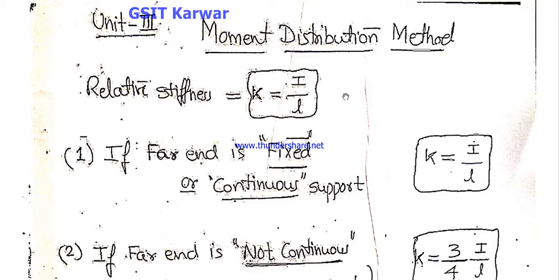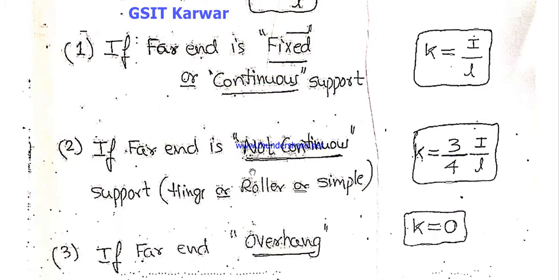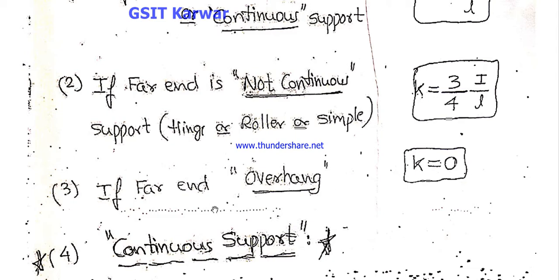But here some conditions are there. If the far end is fixed or a continuous support, K is equal to I by L. If the far end is not a continuous support, that means the support is hinge or roller or simple, then the relative stiffness K is equal to 3/4 of I by L. If the far end is overhang, K is equal to 0.